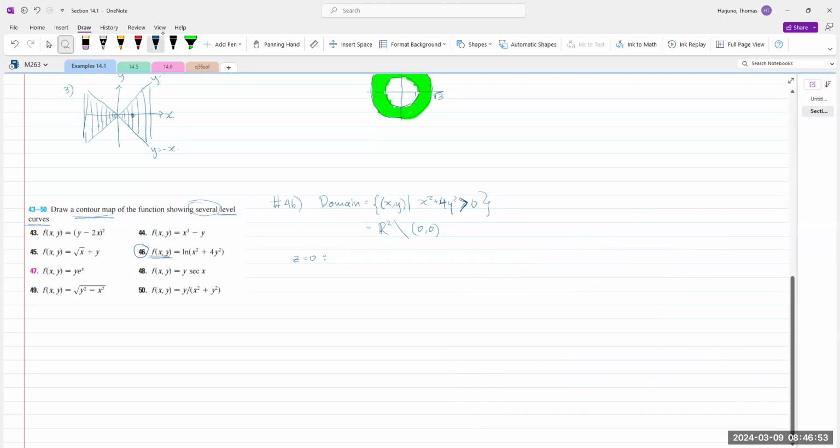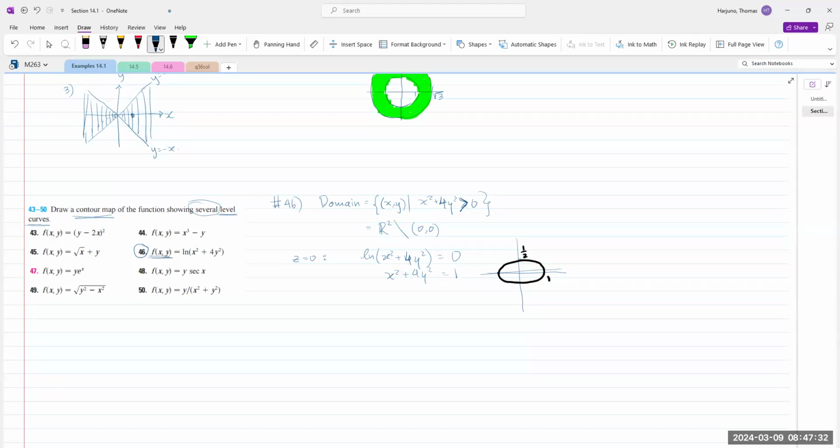Okay, but let's put it in practice for this question here. Suppose z equals to 0, then we get natural log of x squared plus 4y squared equals to 0, which means x squared plus 4y squared equals to 1. Now, what does the graph of that look like? The x component is 1, the y component is 1/2. So this is what it looks like. It's an ellipse, right? This is 1, this is 1/2.